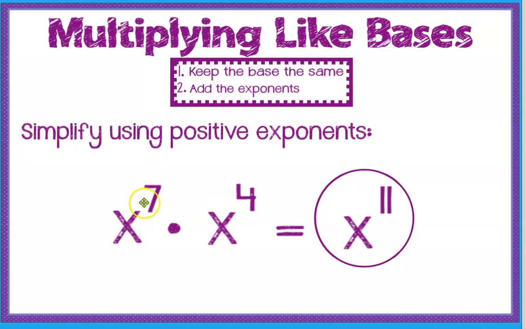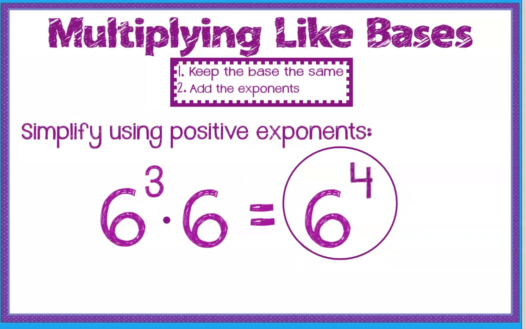The base is x, the power is 7. We're multiplying it by the base of x and the power 4. Since the bases are the same, we keep it x. 7 plus 4 will be our new power. That is how you simplify when you multiply like bases.